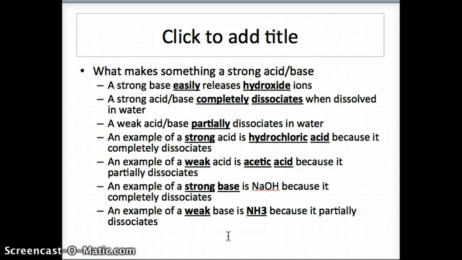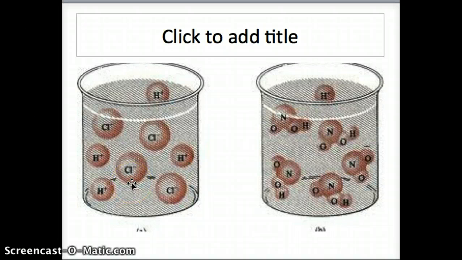An example of a strong base is NaOH because it completely dissociates. And you can guess it, an example of a weak base is NH3 because it partially dissociates. So here's my example. So HCl is a strong acid. It's completely separated from each other in this aqueous solution, whereas NaOH is not as strong. So you can see how some of them are connected to each other, whereas some are not. So not everything has dissociated completely.